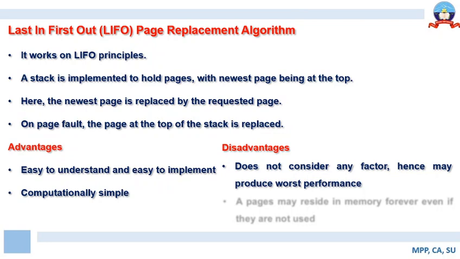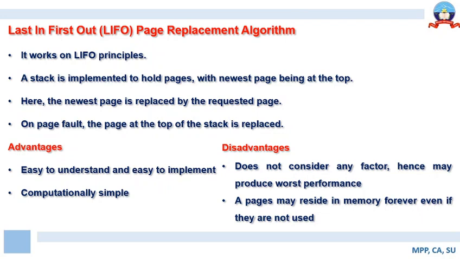As in case of first in first out, since first in first out did not consider any prime factor for replacement, it led to a poor performance. So in case of last in first out as well, since last in first out does not consider any prime factor for replacement, hence it may produce the worst performance. Moreover, in case of last in first out, since the page that is there at the top of the stack is always replaced to make space for newly requested page, it may so happen that a set of pages may reside in the memory forever even if they are not being used.